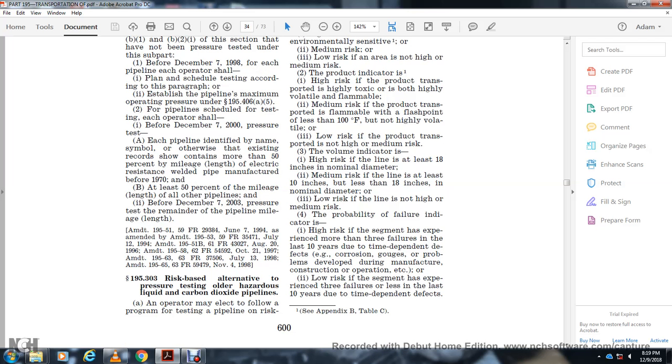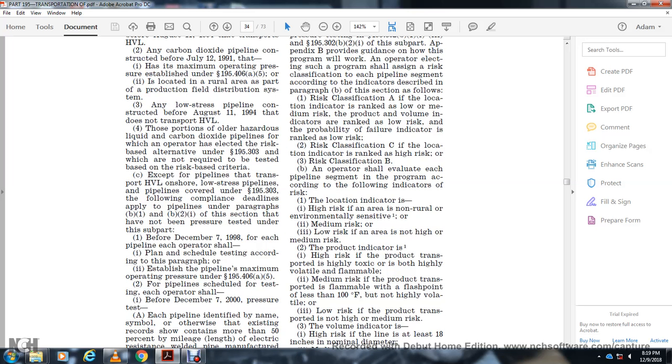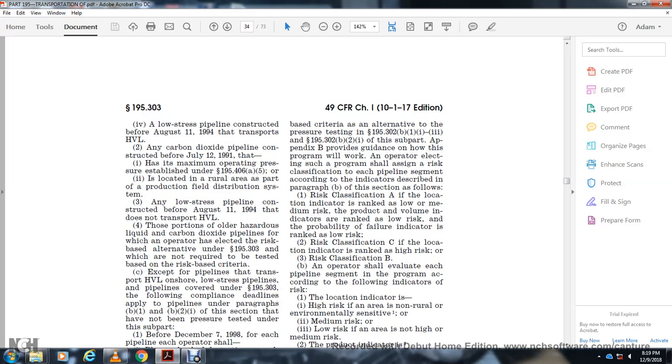195.303, risk-based alternative pressure testing. Other than hazardous liquid and carbon dioxide pipelines, an operator may elect to follow the program for testing the pipeline on the risk-based criteria for the alternative pressure testing in 195.302(b)(1) through (3), 195.302(b)(2)(i), with the subpart's Appendix B providing the guidelines for how the program will work.